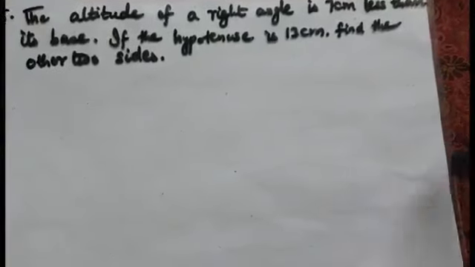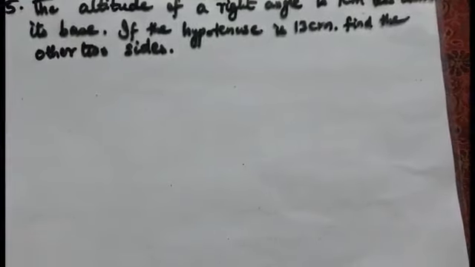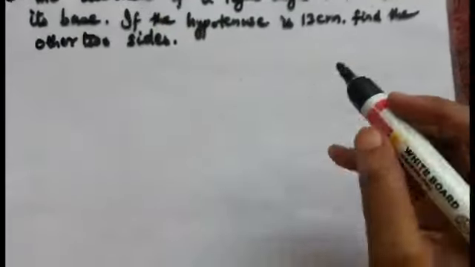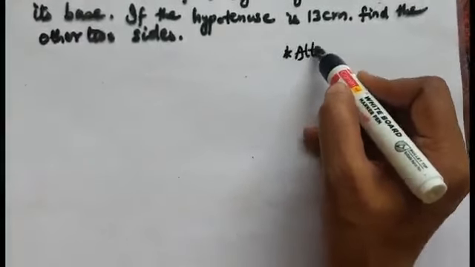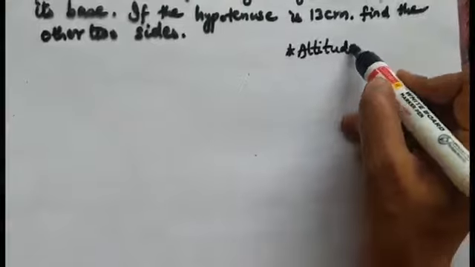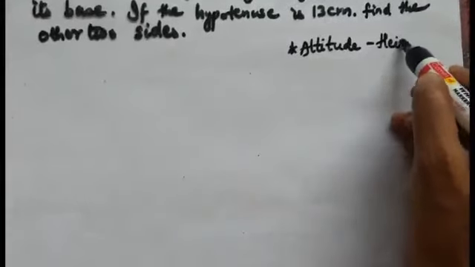Let's do question number 5 of exercise 4.2. The altitude of a right angle triangle is 7 centimeters. So here the keyword is altitude. I am writing the tip here. If you already know, it's well and good. If you don't know, you can write: altitude is nothing but the second name of height of the triangle.